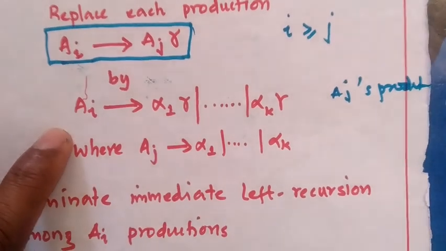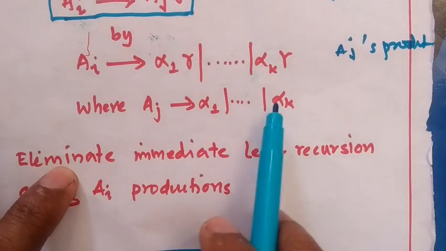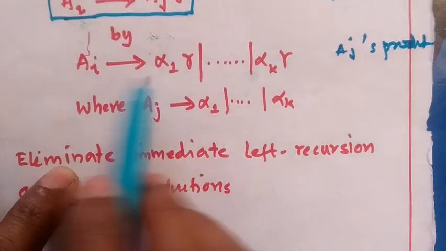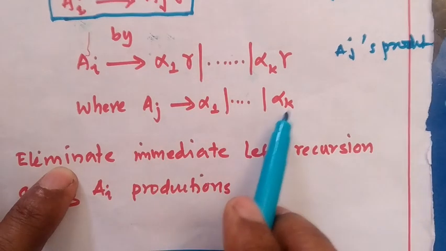This is called expanding, actually nothing, very simple expansion, because Aj equals alpha 1, Aj equals alpha 2, etc. So that's why here first we will use alpha 1 gamma, then alpha 2 gamma, then alpha k gamma.